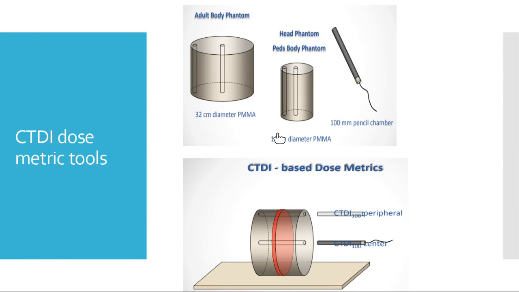We take the average: 1/3 of the radiation at the periphery and 2/3 of the radiation at the center. From that, we obtain the radiation dose weighted for CTDI in order to have a relevant or accurate estimation of radiation dose per slice.